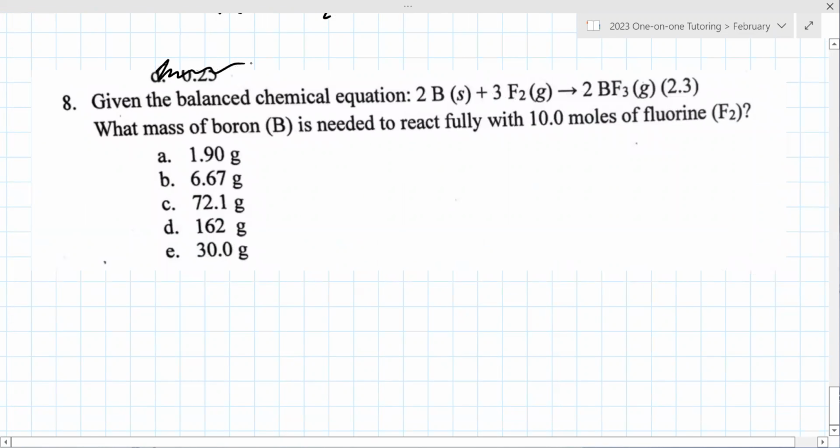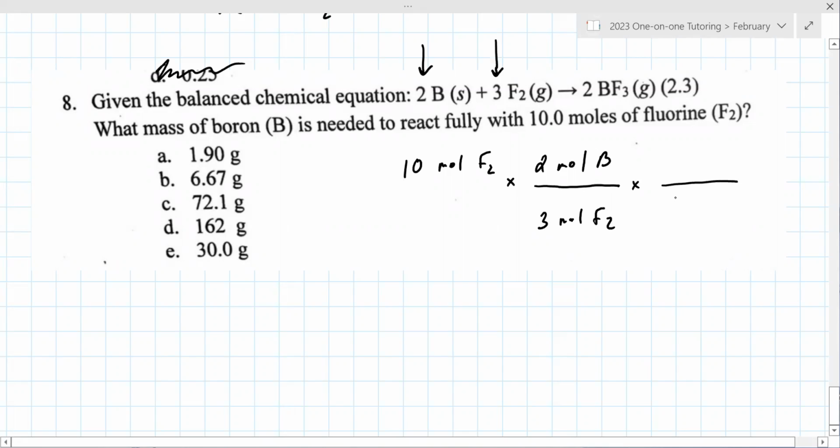Given the balanced equation, what mass of boron is needed to fully react with 10 moles of fluorine F2? So you start with the thing that they give you, 10 moles F2. You're already in moles, and you just want to go between moles. So 3 moles F2, from the balanced equation, goes with 2 moles of boron. That just gives you the moles of boron, though.